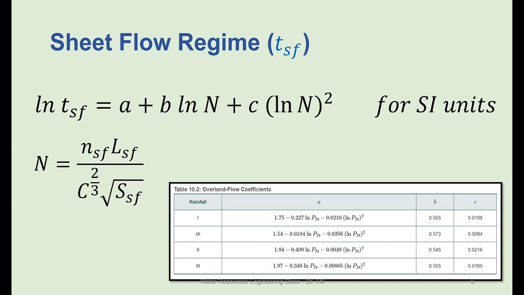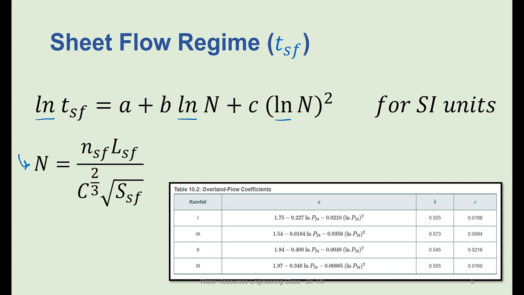And the table that you can see on your screens will give you the equations for different zones, not just 2 and 3, but all the SCS rainfall types that you have. Notice that this is the natural logarithm, ln, over here. And in order to use this equation, you need to calculate this variable n. And this variable n is based on the characteristics that we defined in the previous slide.